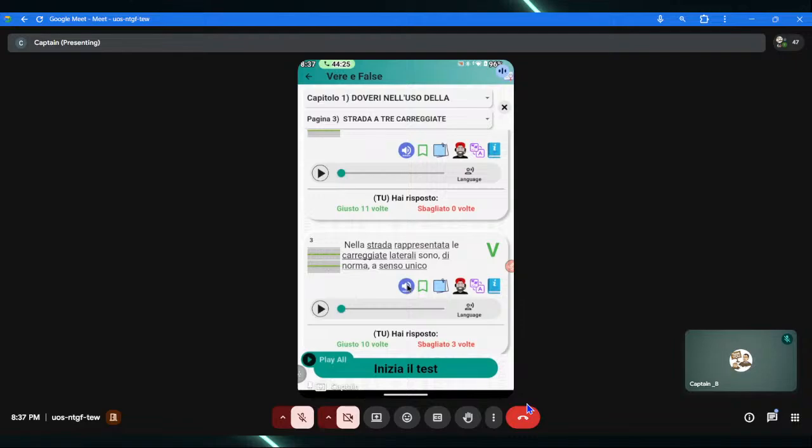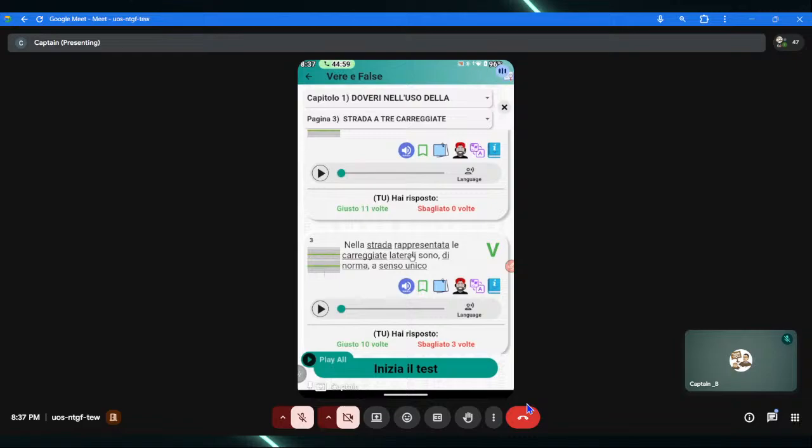Nella strada rappresentata le carreggiate laterali sono, di norma, a senso unico. Listen now. He said, nella strada rappresentata le carreggiate laterali, meaning the side carriageway. Okay, the side carriageway, meaning the last one down here, the down one. From the up is the up, while from this side is the down.